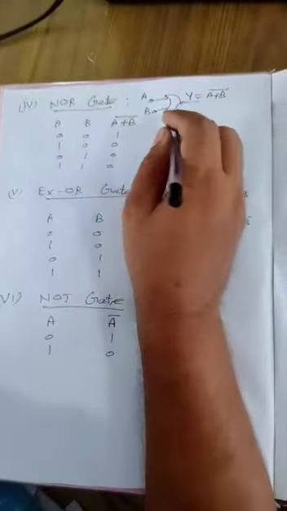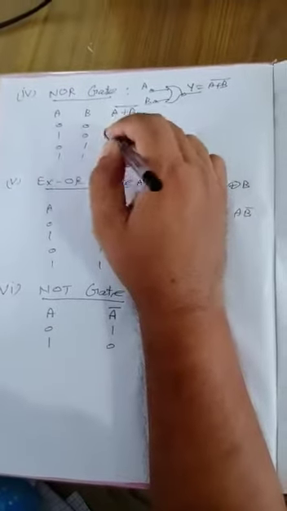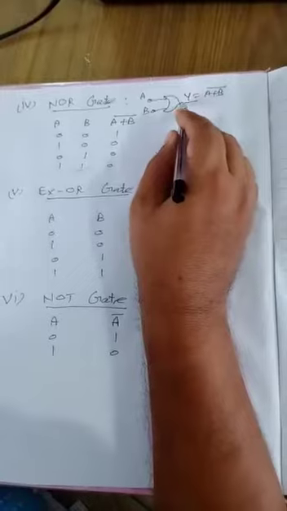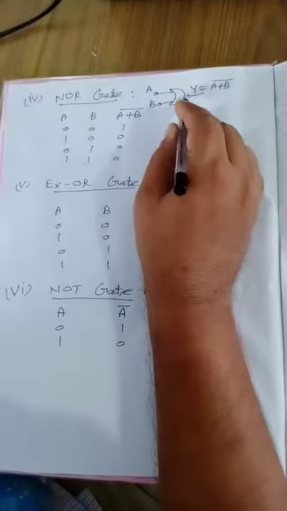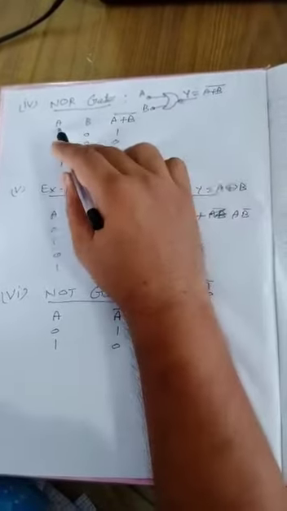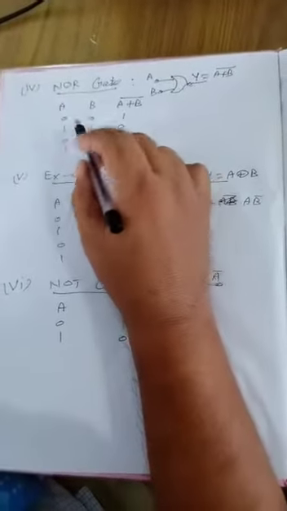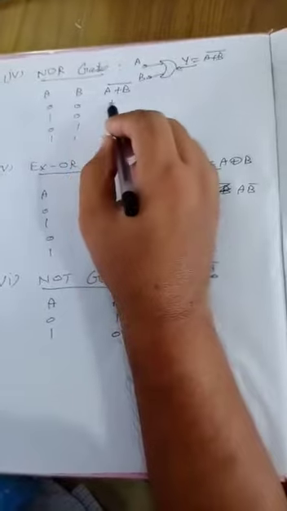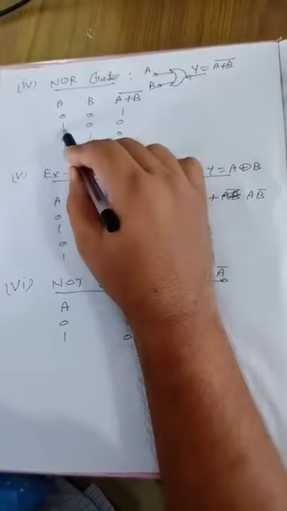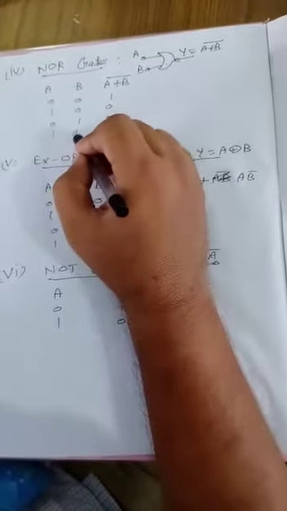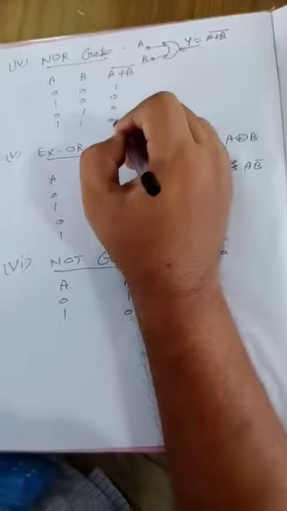Next logic gate is the NOR gate, that is inverse of the OR gate. This is its circuit symbol. At its output, there is a bubble. This shows that the OR gate is inverted, and its output will be the inverse of the OR gate. When A and B are 0, output is 1. When A is 1, B is 0, output is 0. When A is 0, B is 1, output is 0. When A is 1, B is 1, output is 0.